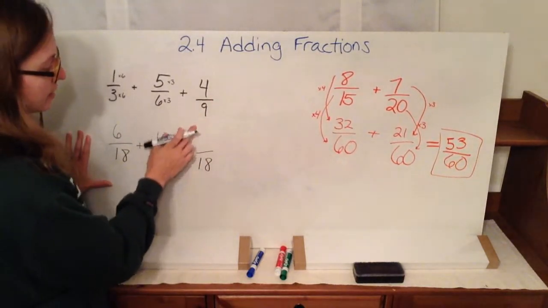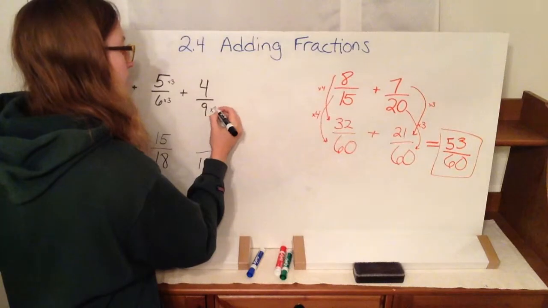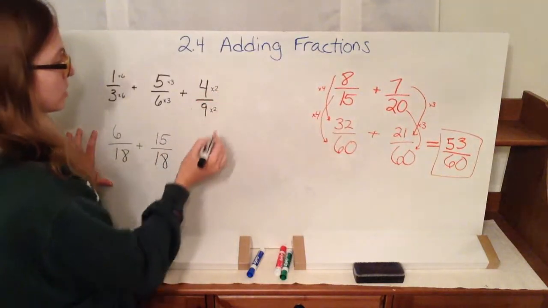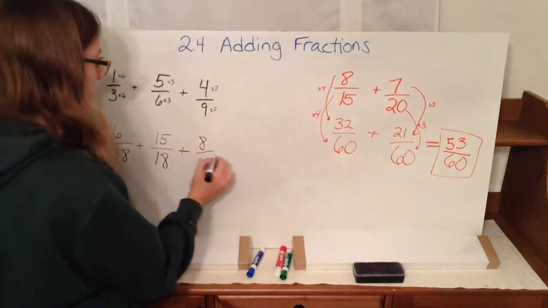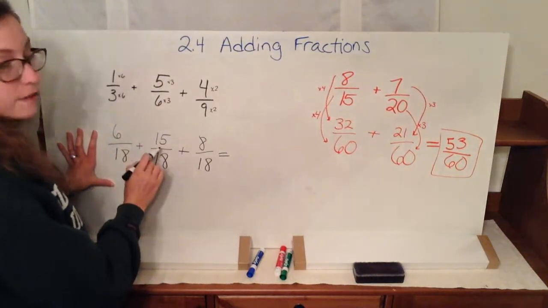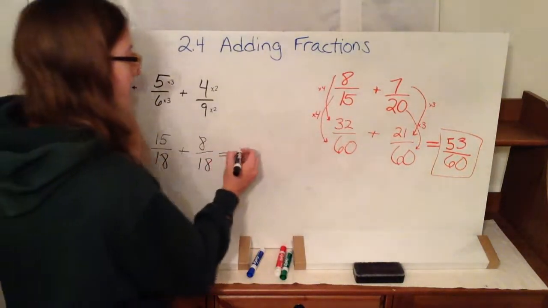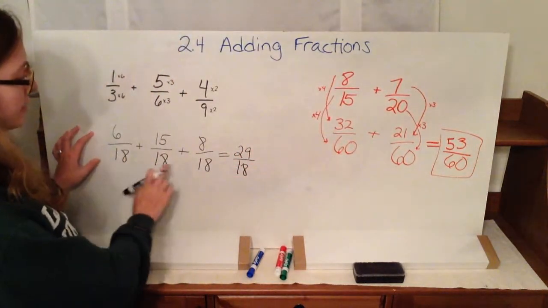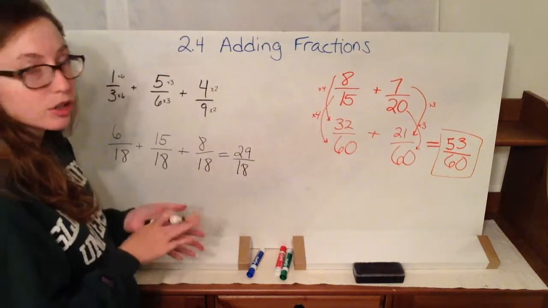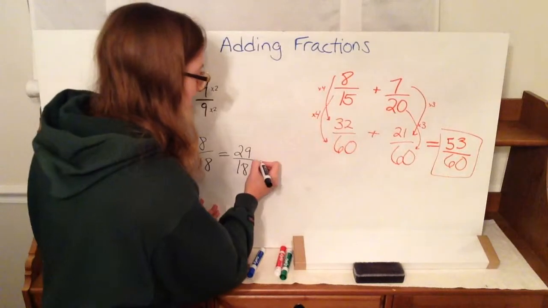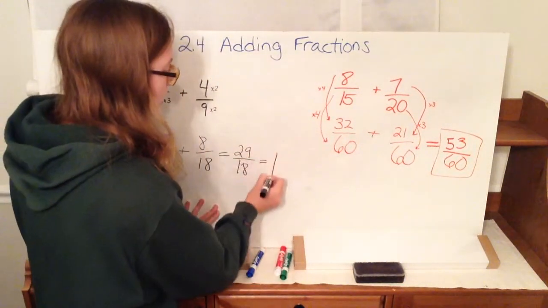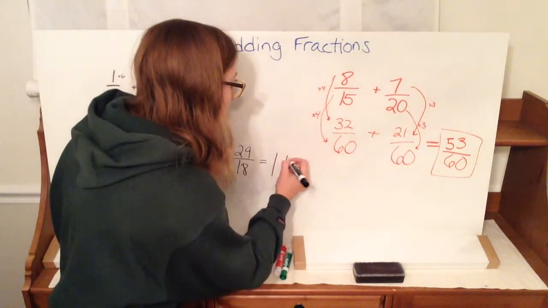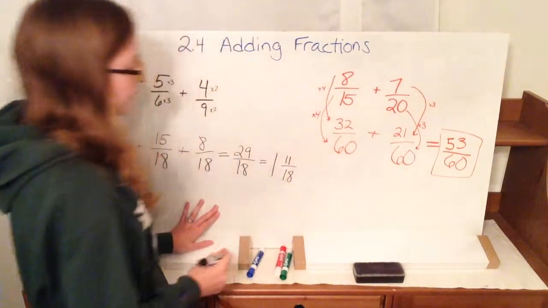And finally, 9 into 18 is times 2. And we'll do the same thing here. So 4 times 2 is 8. When I add all of these together, I have 6 plus 15 is 21. 21 plus 8 is 29 over 18. Remember, the size of the piece is not changing, so the denominator won't change. It'll stay the same. But we do need to reduce this. There's 1 18 in 29. And then when I subtract that many pieces away, I'm left with 11 18ths left. Okay?